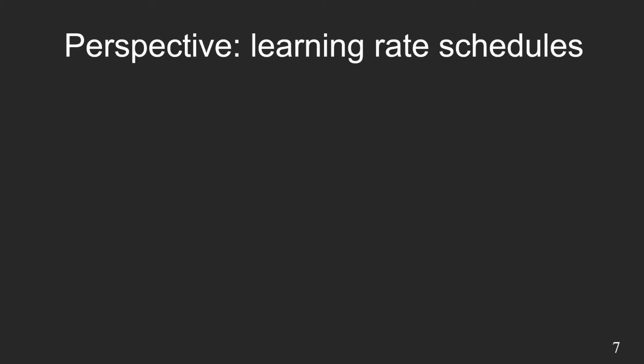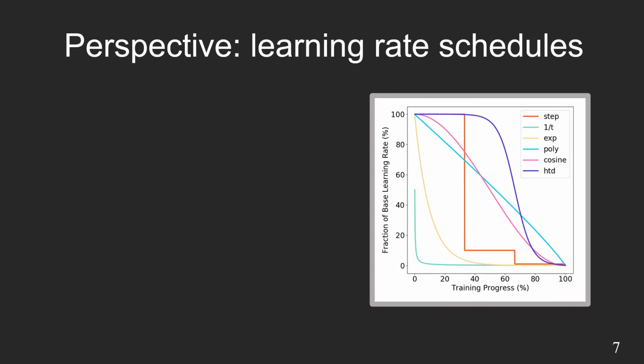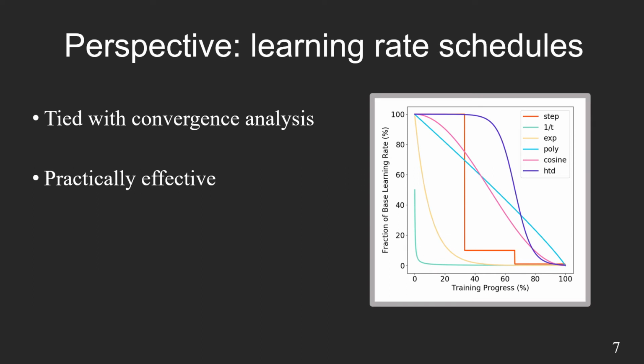We answer this question through the perspective of learning rate schedules. We pick this perspective for two reasons. First, we found that the schedules are often tied with convergence analysis in the classic setting. When asymptotic convergence does not make sense, learning rate schedules also need to be revisited. Second, our experiments suggest that it is practically very effective and more effective than previously proposed approaches like data subsampling.